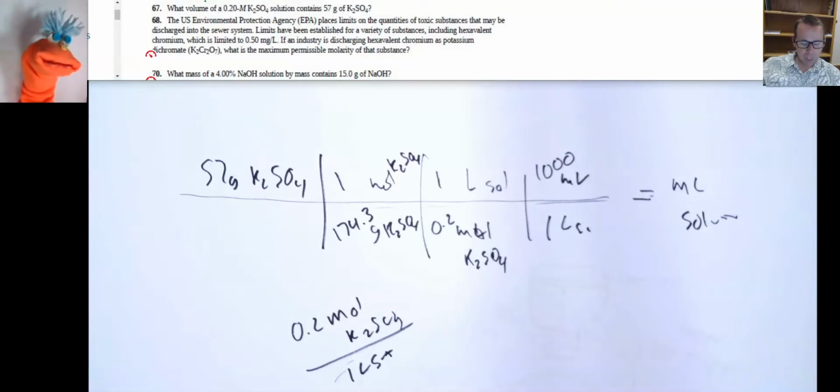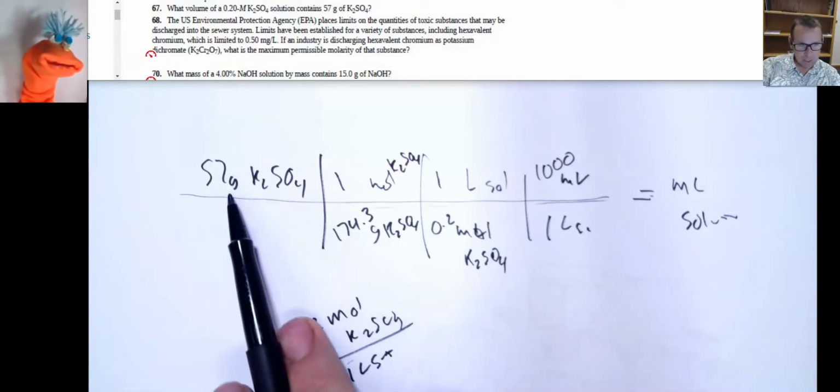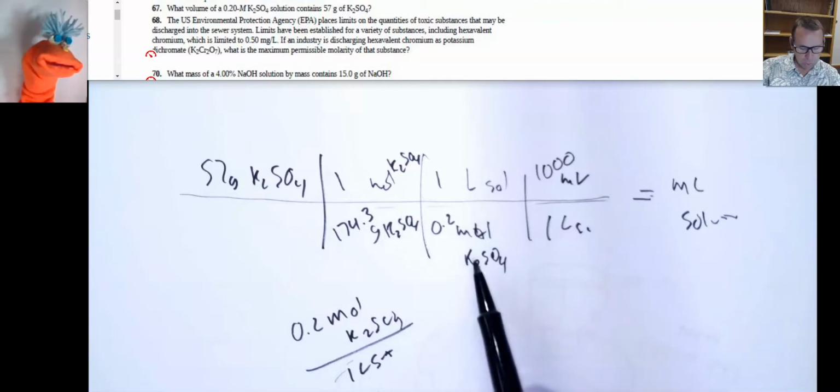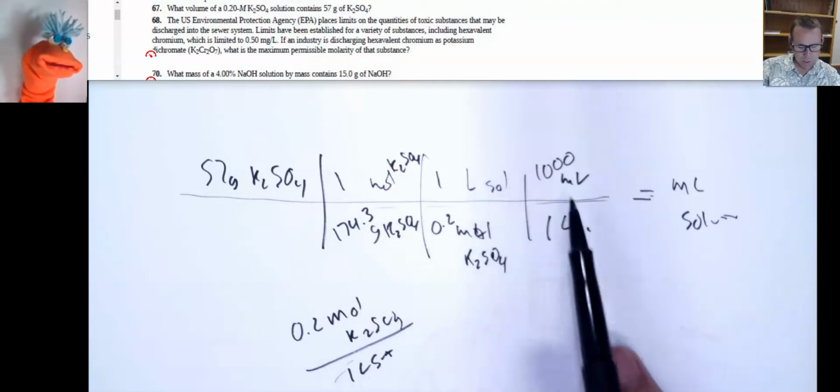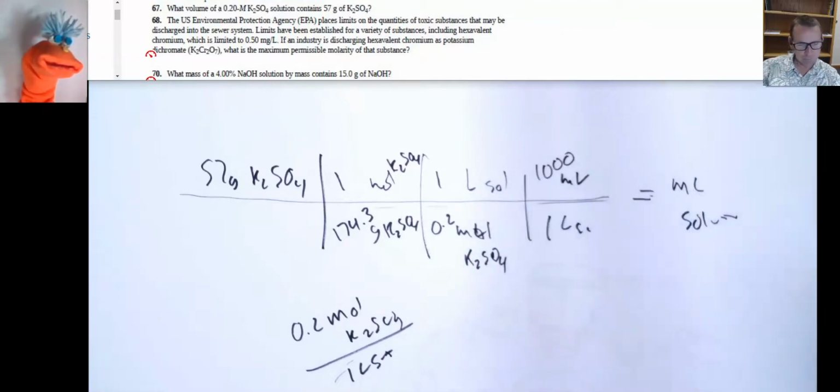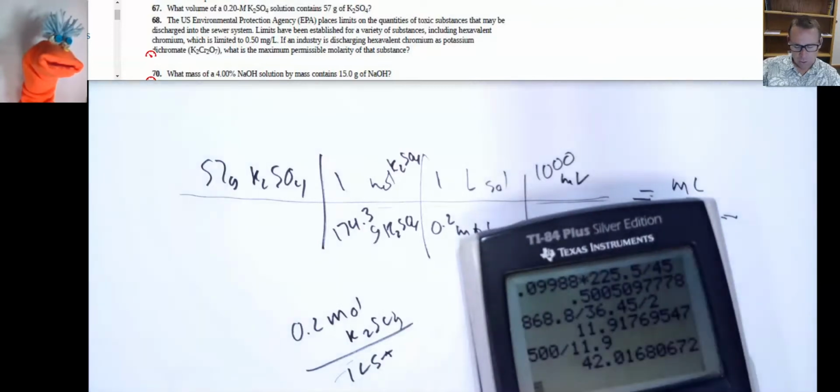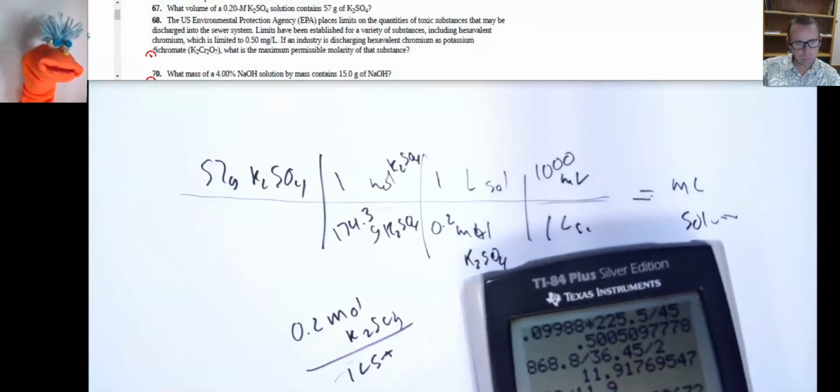I did? Yeah, because 57 grams goes to moles, and then molarity can go from moles to liters and get our milliliters on top. All right, and we solve this. 57 divided by 174.3, divided by 0.2. That's how many moles there were per every liter of solution, right? Yeah. Then times 1,000.